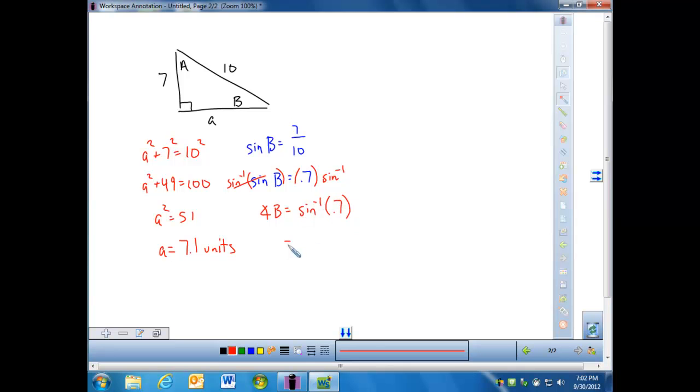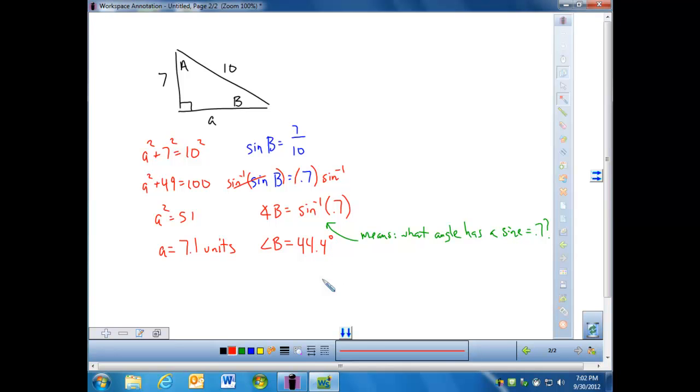So on your calculator, take the inverse sine, not the reciprocal, not the x to the negative 1 power, but the inverse sine. That's right above the sine button. What you're really doing is asking, what angle has 0.7 for a sine value? Which angle has that as a sine ratio? And remember, in right triangles, that's always a consistent thing. So every right triangle that has 0.7 for a sine value has a 44.4 degree angle.